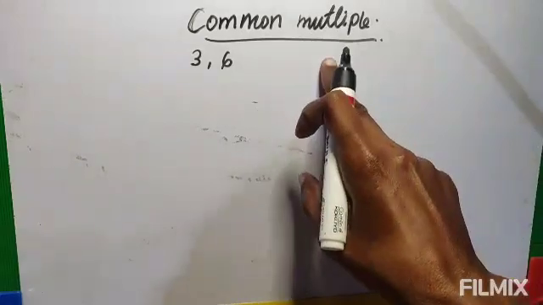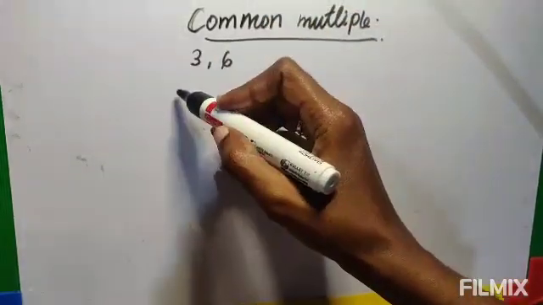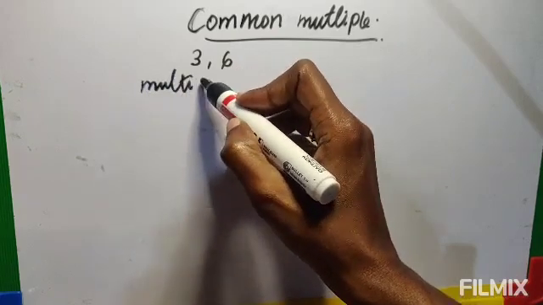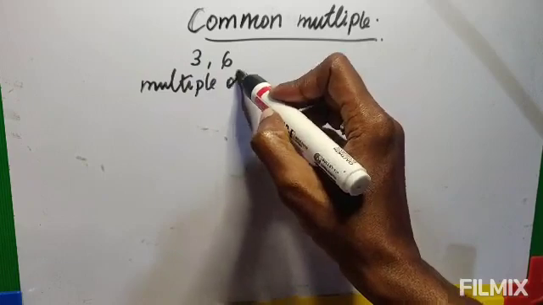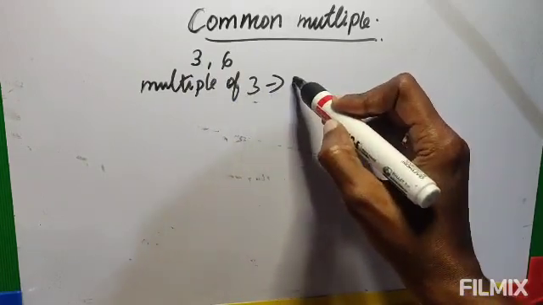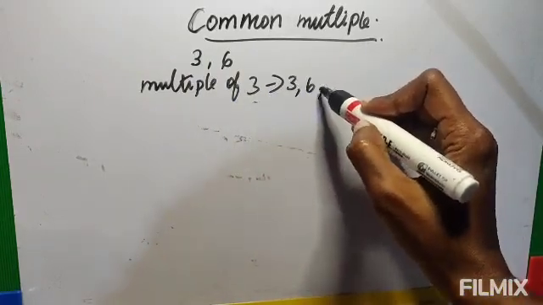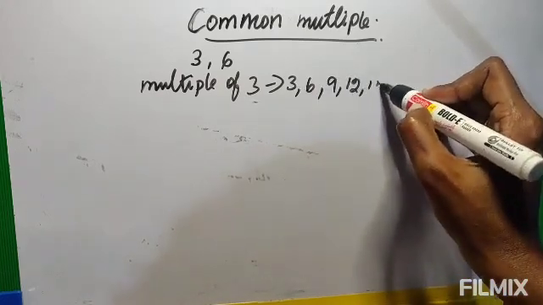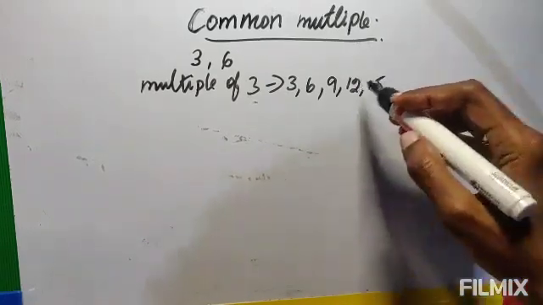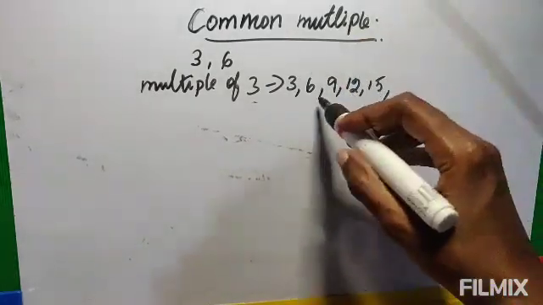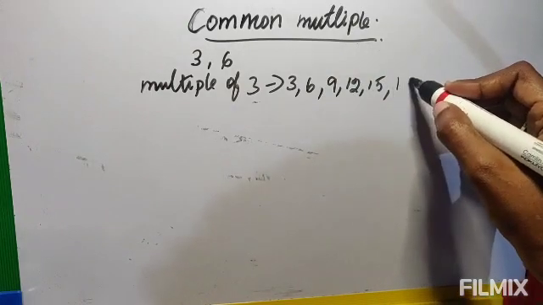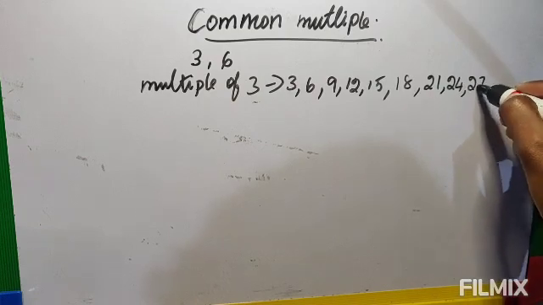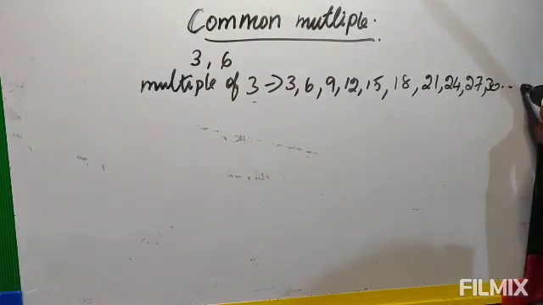Next we are going to see the common multiple. This is also very easy. Here we are going to write the common multiple of 3 and 6. First you write the multiples of 3. So 3 table: 3 twos are 6, 3 threes are 9, 3 fours are 12, 3 fives are 15. Write at least 10, then it will be easy for you to find the common multiple. Again 3 sixes are 18, 3 sevens are 21, 3 eights are 24, 3 nines are 27, 3 tens are 30, and it will go on.